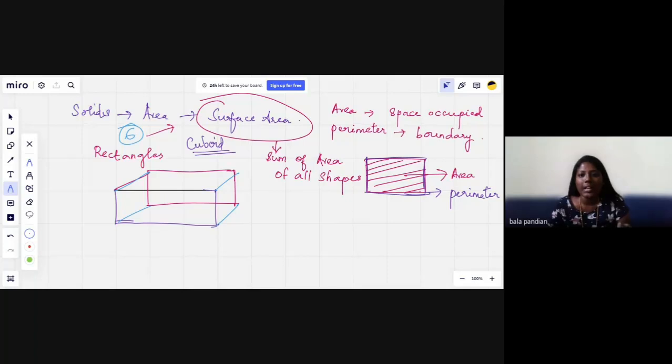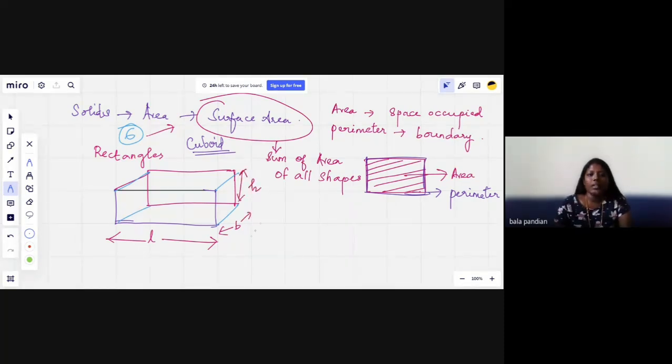Okay. Now let us see how do we add it up. Now, as I told, it is a three-dimensional figure. So the cuboid box will have the length, the breadth, and the height. So now we are going to find out the area of this particular box. As I told, I'm going to add all the areas of the rectangles. So you told there are six rectangles first, right?